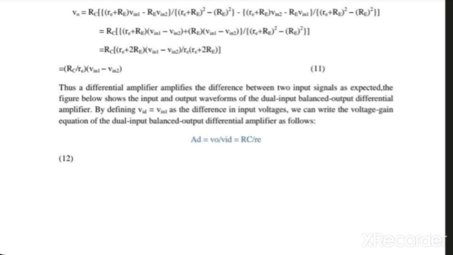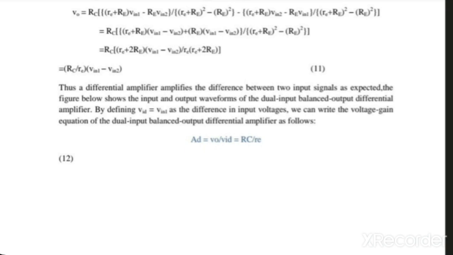So the output voltage VO can be written as RC RE plus 2RE multiplied by V input 1 minus V input 2 divided by RE plus 2RE. This is equal to RC upon RE multiplied by V input 1 minus V input 2. Thus, a differential amplifier amplifies the difference between two input signals.